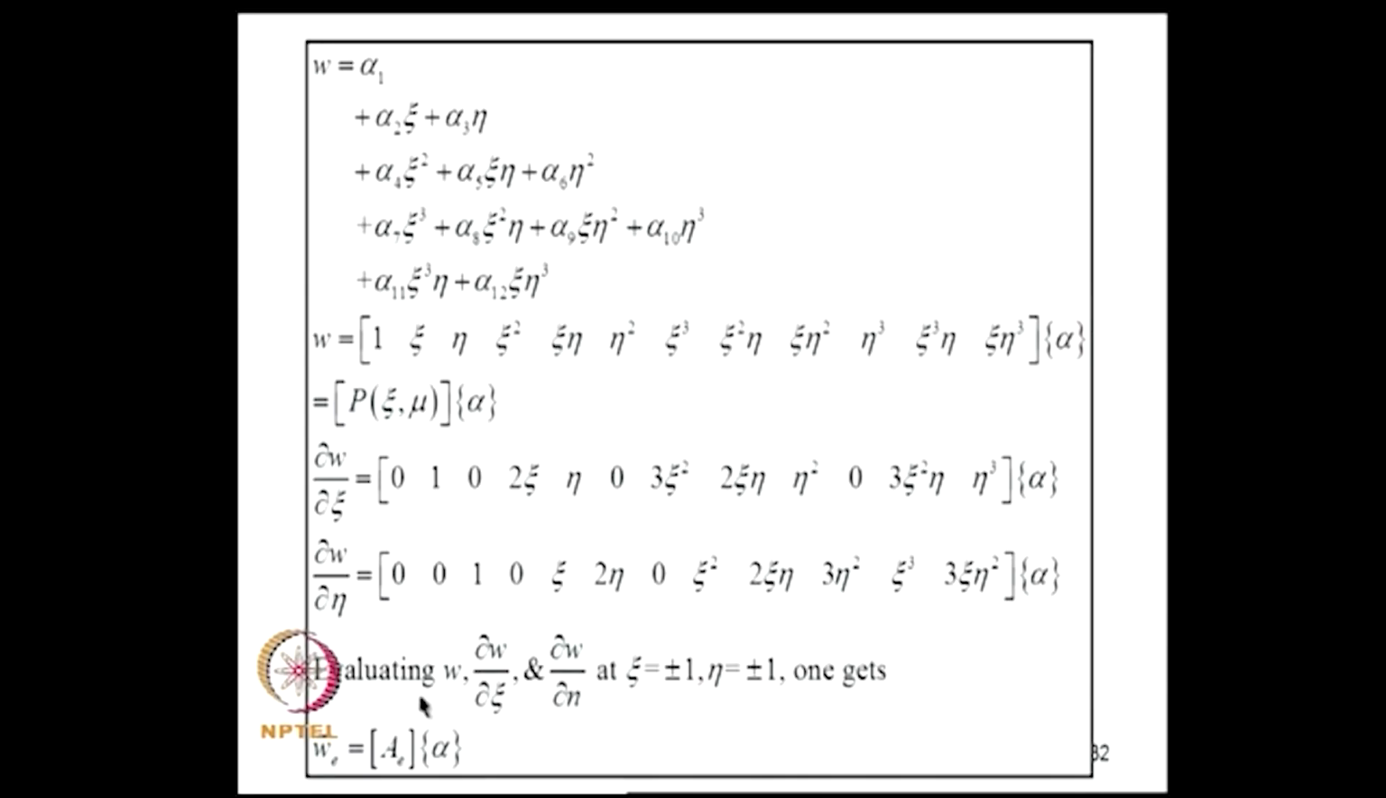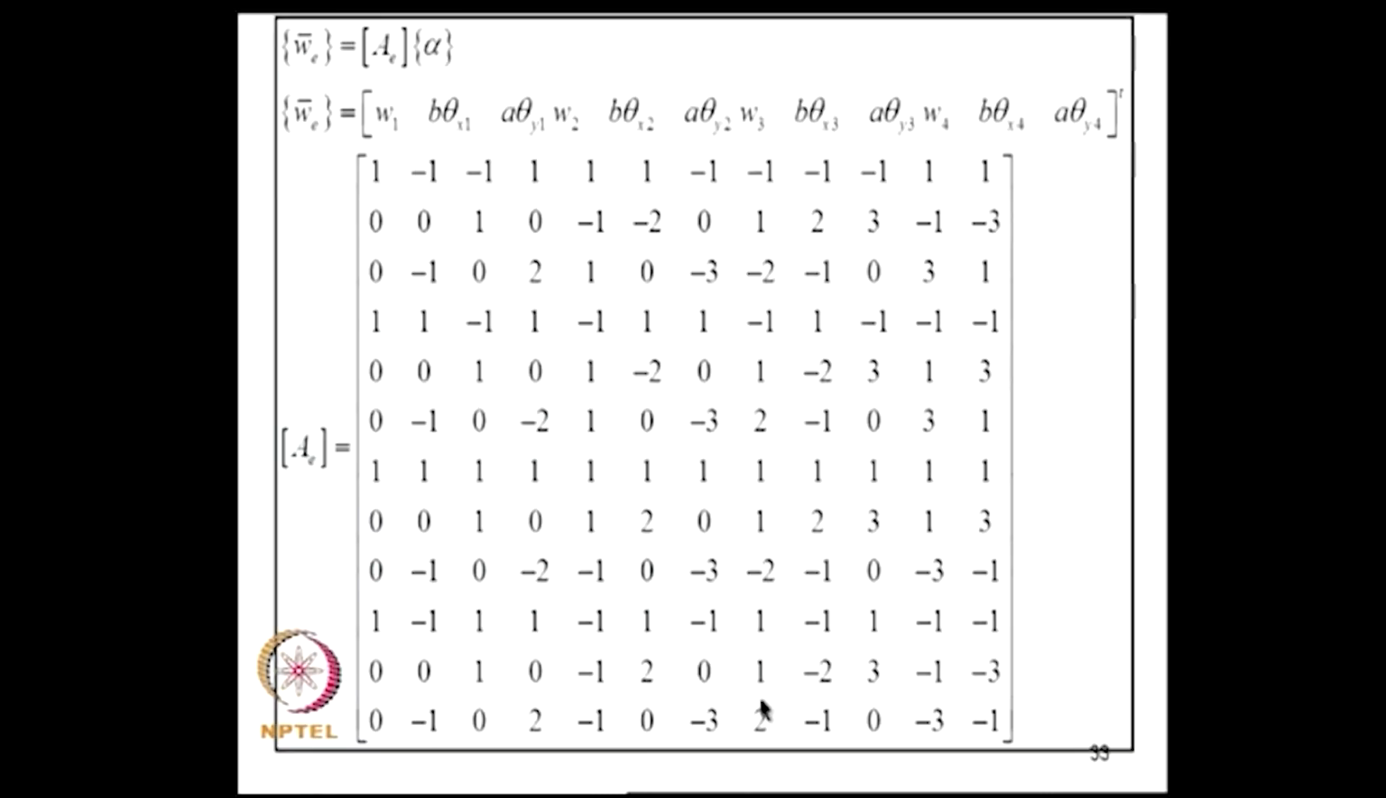Now, there are 12 unknowns, but we know the values of W, dou W by dou xi and dou W by dou eta at the 4 nodes, that is xi equal to plus minus 1 and eta equal to plus minus 1. So, there are 12 equations and 12 unknowns. So, I can write this expression. That means, I can relate the vector of nodal displacements to these generalized coordinates alpha through a matrix which enforces these conditions. If we do that, I will now call the nodal degrees of freedom like this, since I am introducing xi and eta coordinates.